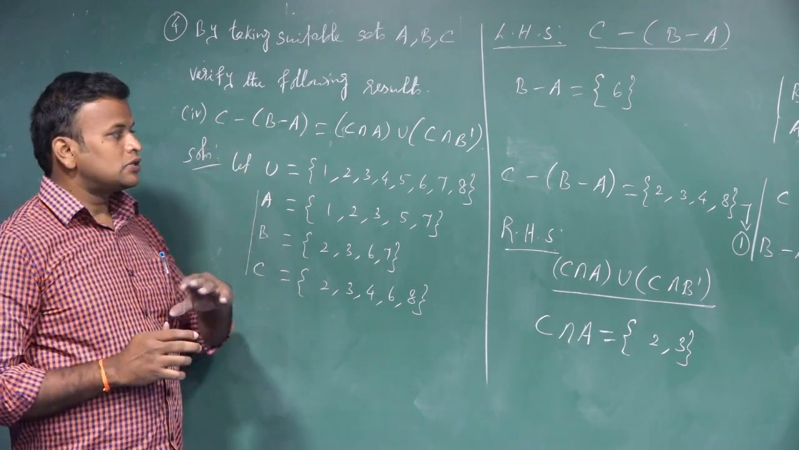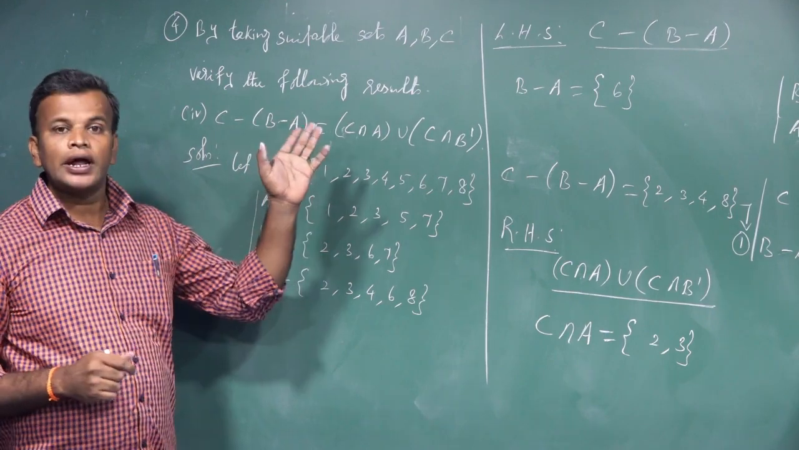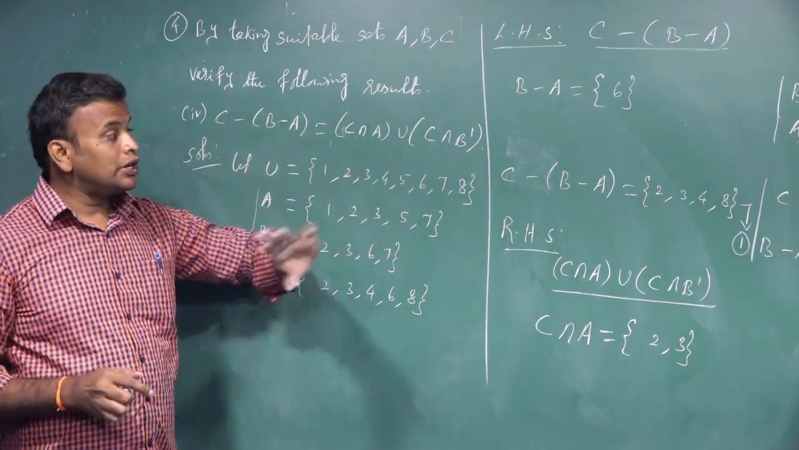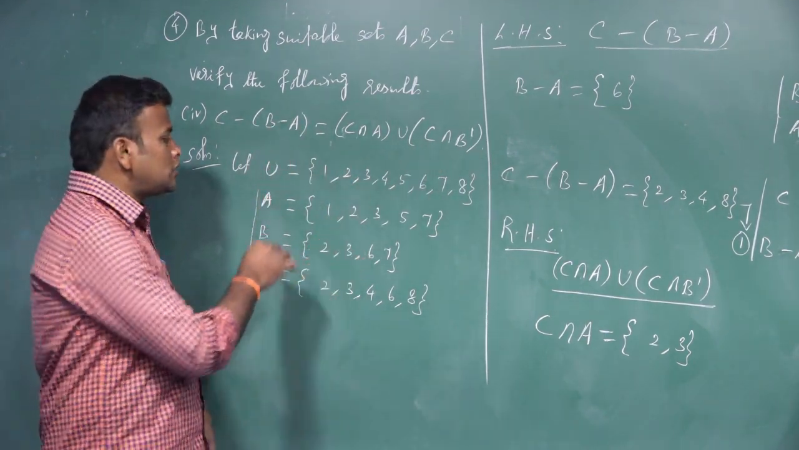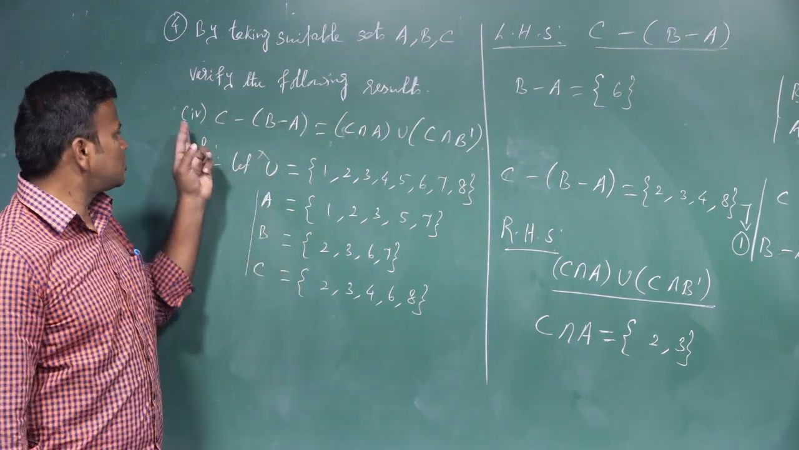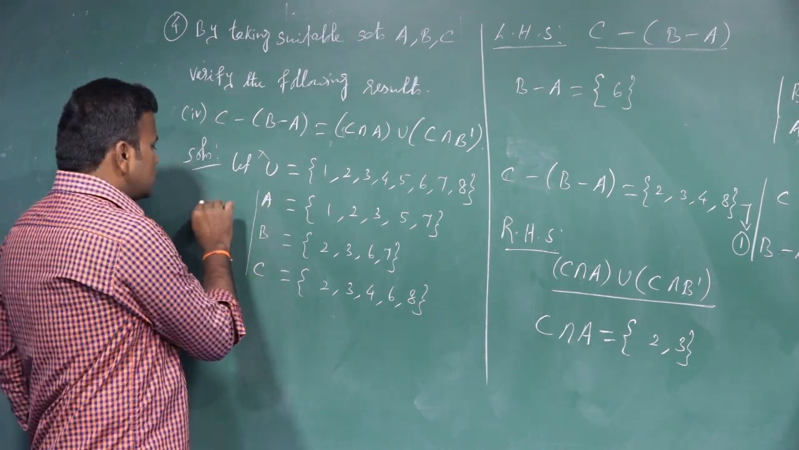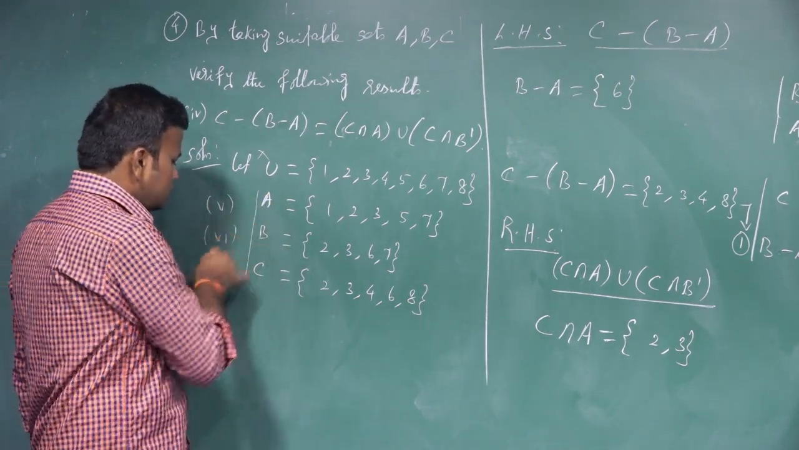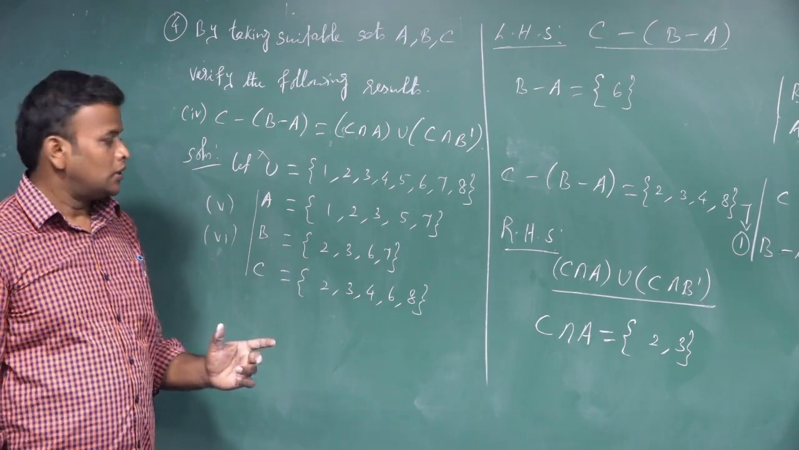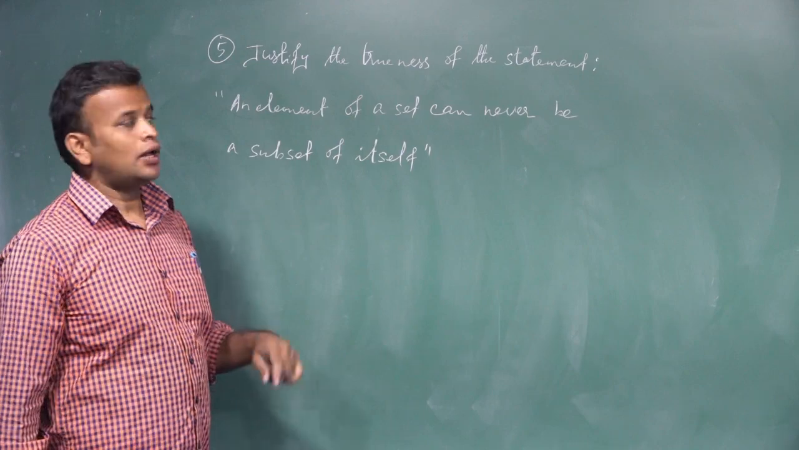A cross product, that is a Cartesian product, is not involved. All involve difference, union and intersection. Also complement is not involved. So no need to take the universal set in the next two subdivisions, that is subdivisions 5 and 6. Just take A, B and C like this, then try subdivisions 5 and 6. If you have any doubt, call us. We clarify the doubts.